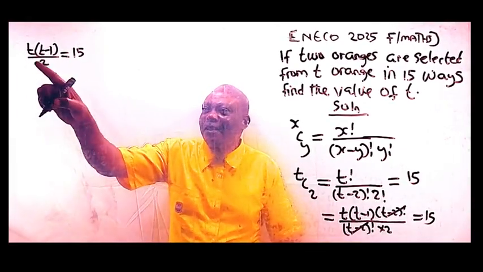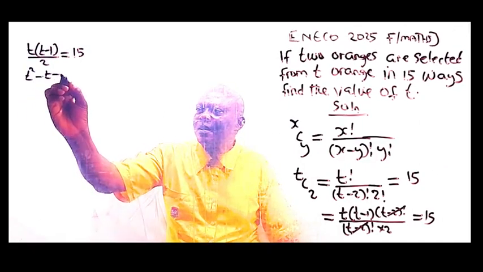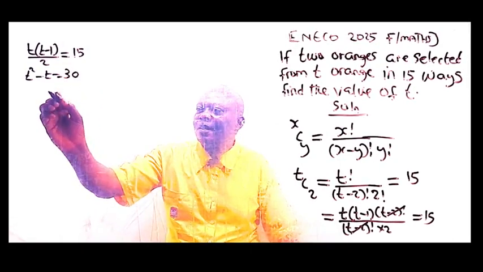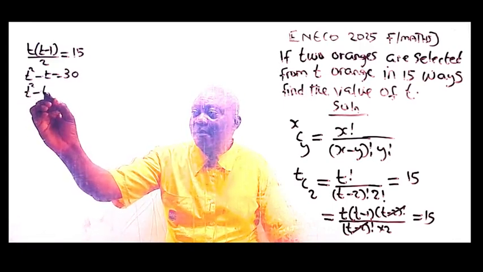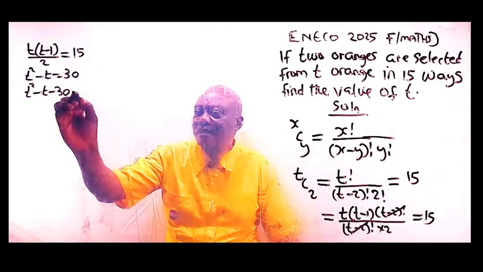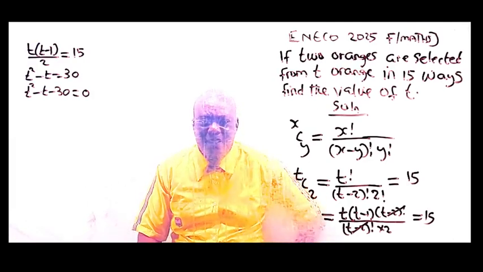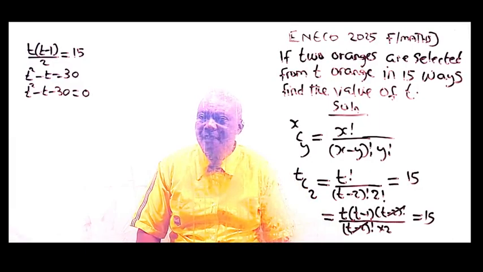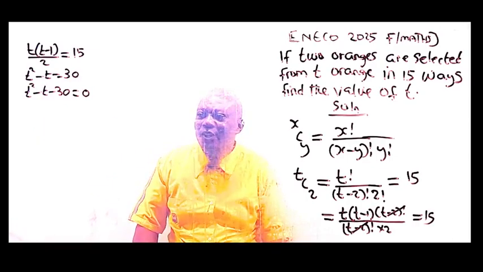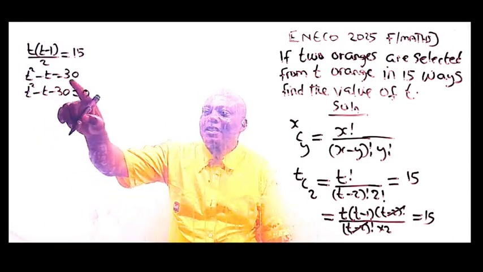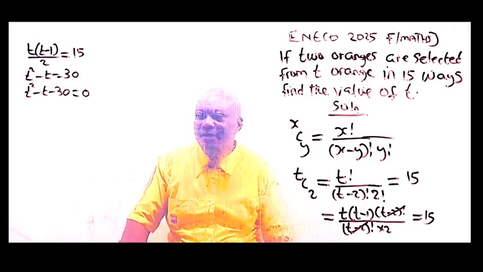So let us open this bracket. It becomes T squared minus T equals 30. So the equation that we're going to solve here is T squared minus T minus 30 equals 0. So the equation is quadratic. You now think of two numbers that, when you add, give you this, and when you multiply, give you minus 30. The numbers must come from 30. That means the numbers are minus 6 and plus 5.